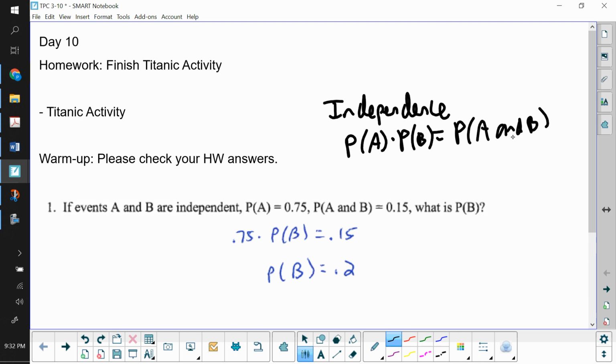So in this first one here, they told us they were independent. So that means we know this formula is true. They gave us the probability of A. We didn't know probability of B, but we know the and. So you can leave it as probability of B, or some people like to put an X in there. We'll just divide the 0.75 over. And that would give you 0.2 then for the probability of B.